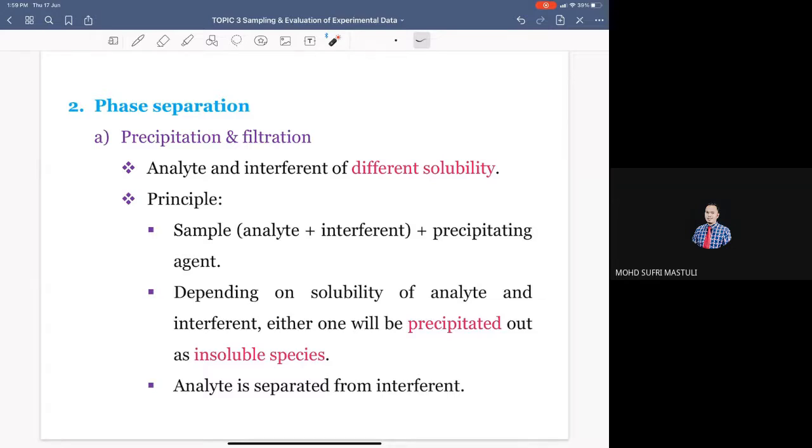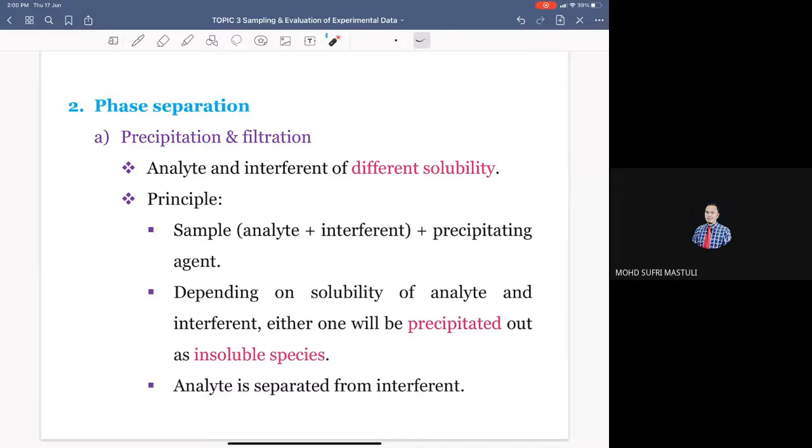All right, phase separation. Phase separation indicates at least two phases, separated from one phase to another. We can remove the interference by using a phase separation. We can achieve this by using precipitation or filtration. So the analyte and the interferent should have a different solubility in order to precipitate or to filter.